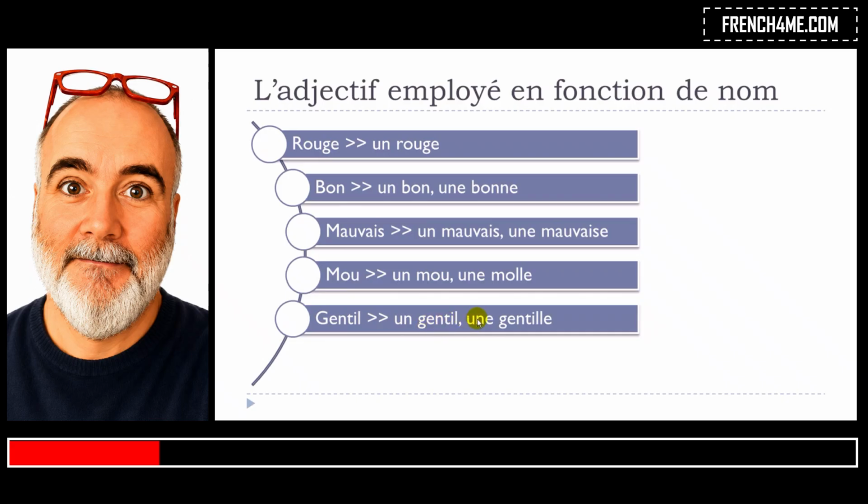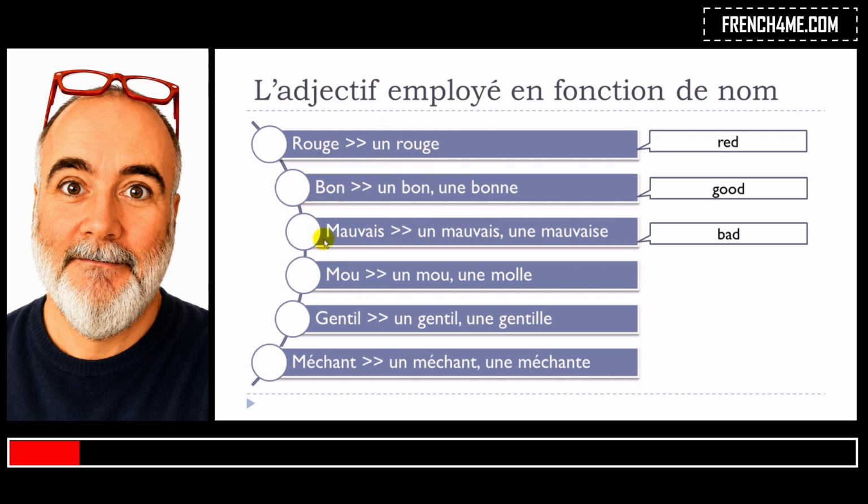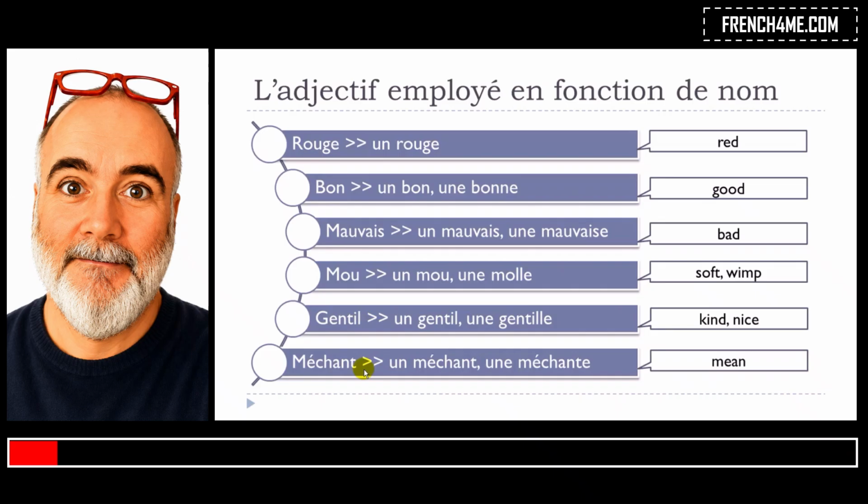Gentil, un gentil, une gentille. Méchant, un méchant, une méchante. So you can see that in all these cases here you've got the masculine and the feminine, but keep in mind that in some cases, like for the colors here, rouge, it will be only whether masculine or feminine. In this case it's masculine. Let's see now the translation. Rouge, bon, mauvais, mou, gentil, méchant.